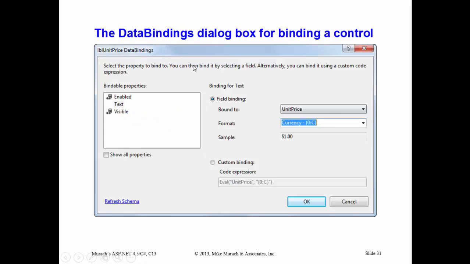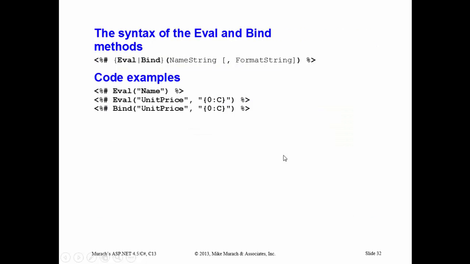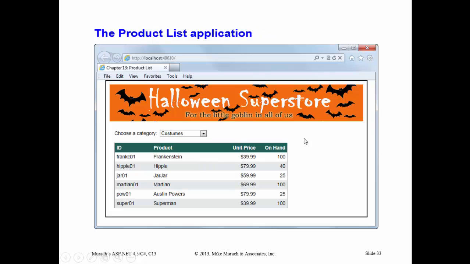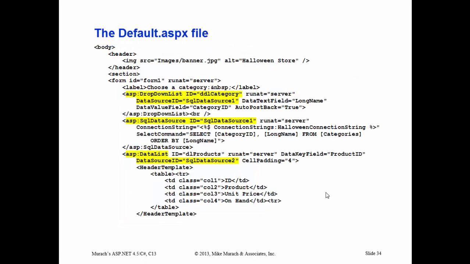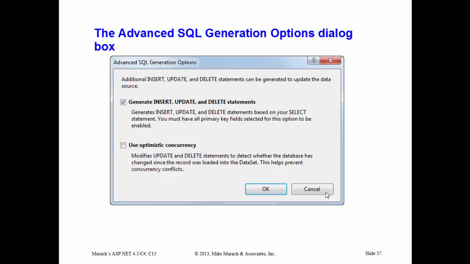And you can go through the data bindings and actually format different columns. So in this case, we went to the unit price and formatted it to look like currency. And there are different options that you can choose from there. Then they talk about the different syntax. I kind of mentioned this already. And finally, this is the resultant product list application from Chapter 13. And then they walk you through the different codes, so we don't need to do that.